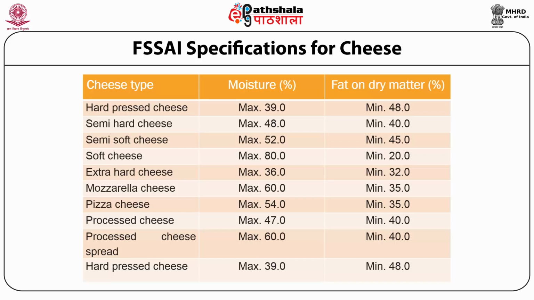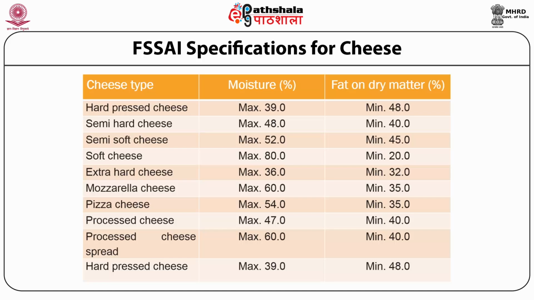Coming to other cheese varieties like processed cheese, in this case the moisture allowed maximum is 47%, while the minimum fat on dry matter should be 40. For processed cheese spread, the minimum fat on dry matter is the same as processed cheese, that is minimum 40, while the maximum moisture content allowed is higher, to the tune of maximum 60%.